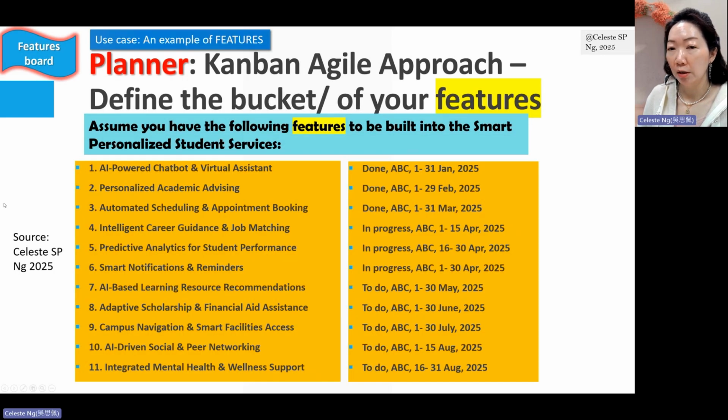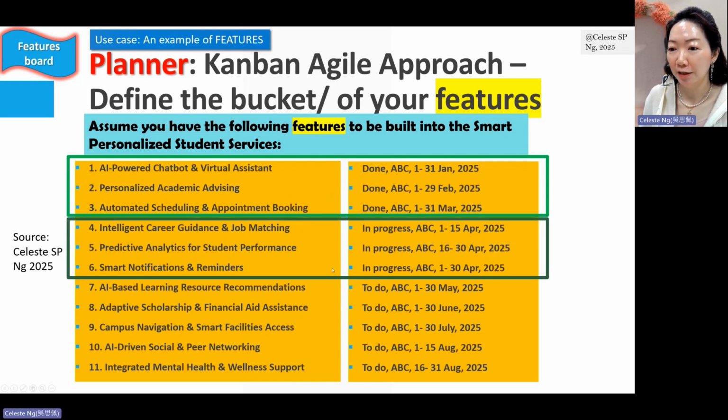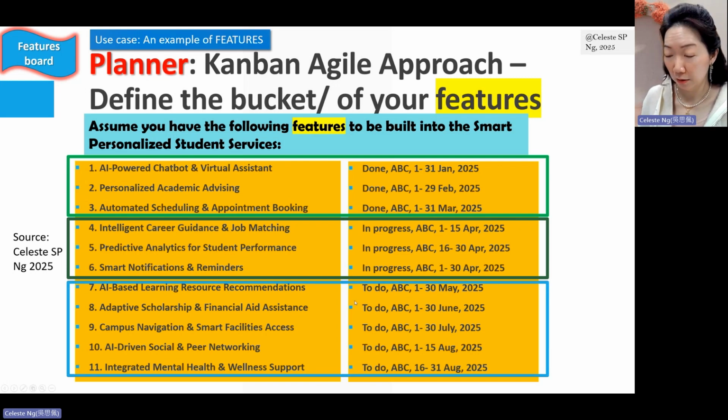Now, let us use a hypothetical example here. Here I have a hypothetical system named Smart Personalized Student Services. In this system, I have created 11 features. Based on these 11 features, I've categorized them into the done bucket, the in progress bucket, and the to do bucket.